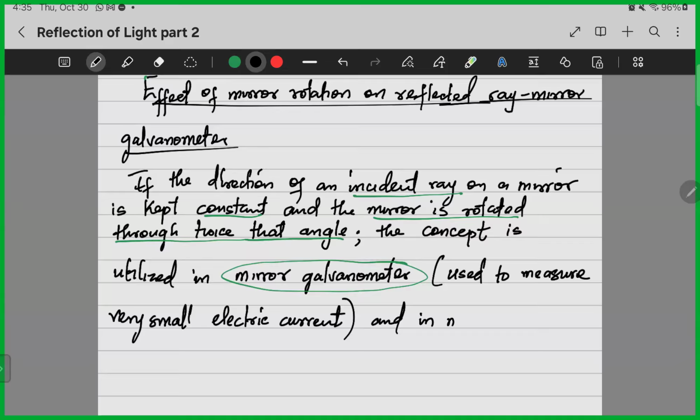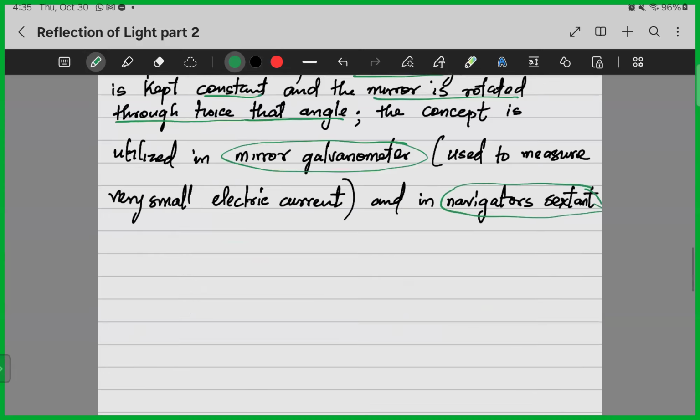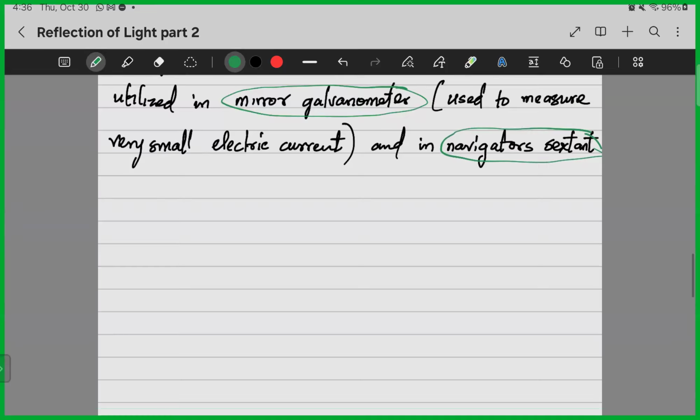in navigator's sextant. So mirror rotation is useful in mirror galvanometers and navigator sextant. So please keep that in mind.